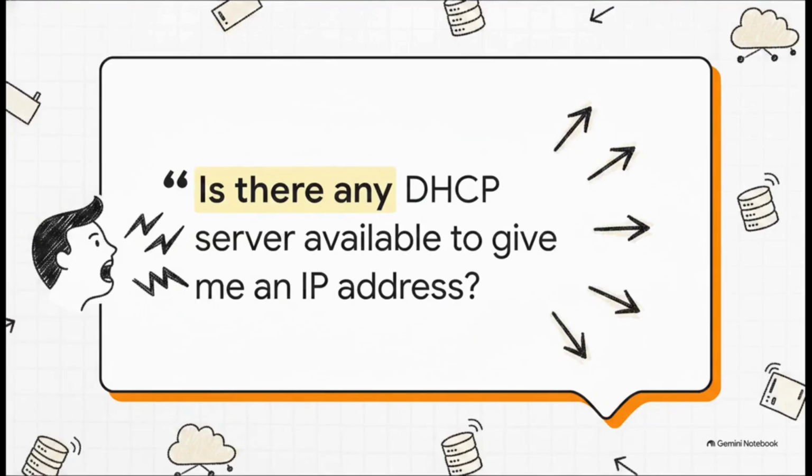Step 1 is Discover. To kind of humanize what's happening here, imagine the client machine shouting into the void of this brand new network, "Hey, anyone there? Is there any DHCP server available to give me an IP address?" Because the client literally has no idea where the DHCP server is, it has to send this message out to absolutely everyone on the local network.